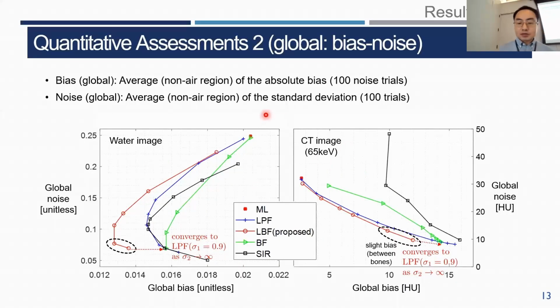The second one is global analysis. Here, first I get the pixel-wise bias image, and then I take the absolute value, and then I calculate the average for the non-air region. I call it global bias. Next, I also calculate the pixel-wise standard deviation and calculate the average for the non-air region again, and I call it global noise. So these are results of global noise and bias for the water image and CT image. In short, the proposed method shows the best global behavior, and for the CT image as well it is close to the LPF, but slightly better.